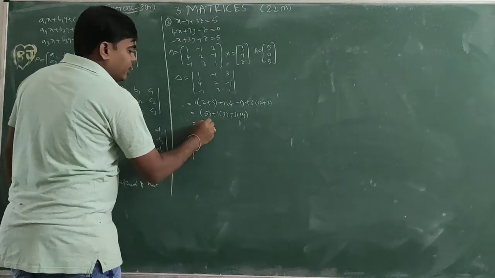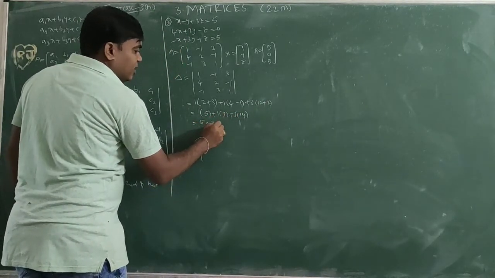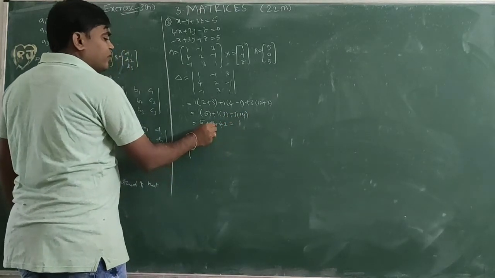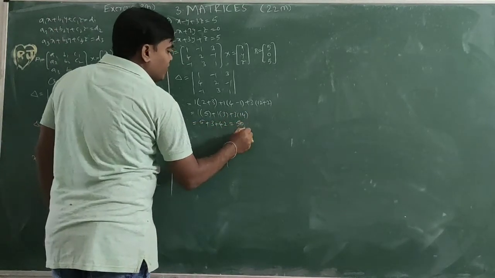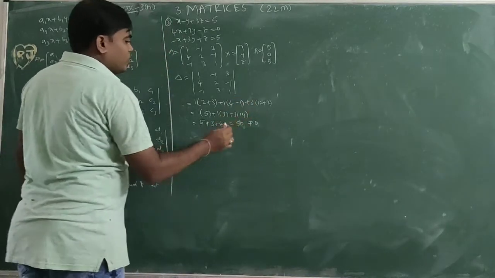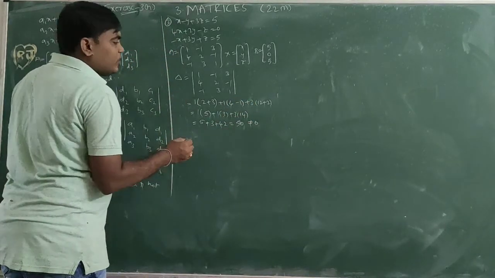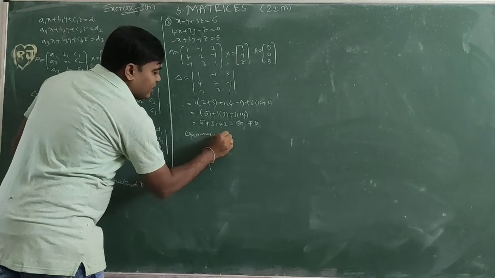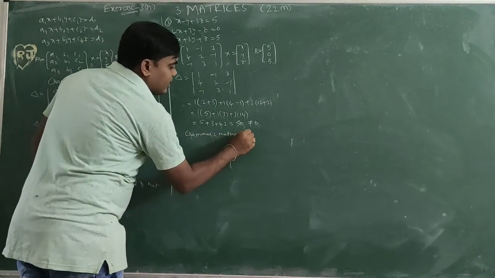So 5 plus 3 plus 3 into 14 is 42. 42 plus 3 is 45, plus 5 is 50. 50, this is not equal to 0. So since it is not equal to 0, Cramer's method is applicable.